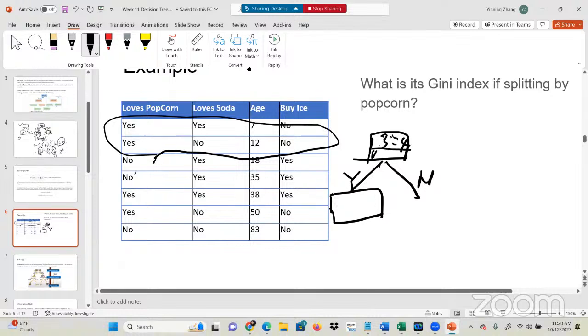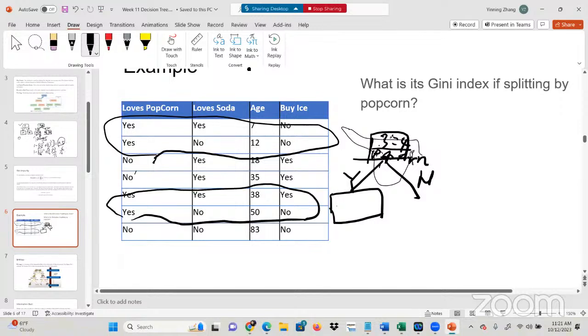So here this is the root node. We chose popcorn. And for those who love popcorn, there are 2 no, and here this group also loves popcorn, right? How many yes, how many no? 1 yes and 3 no here, right? So the ratio is 1 to 3, right?